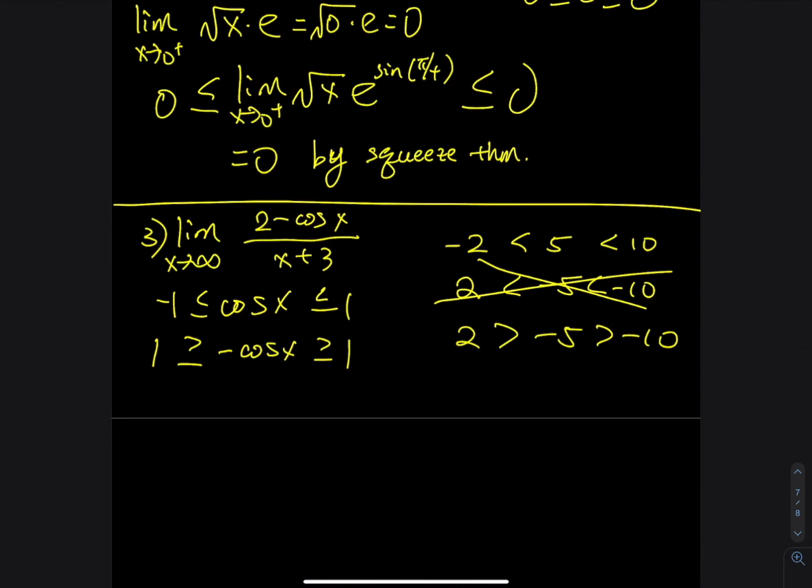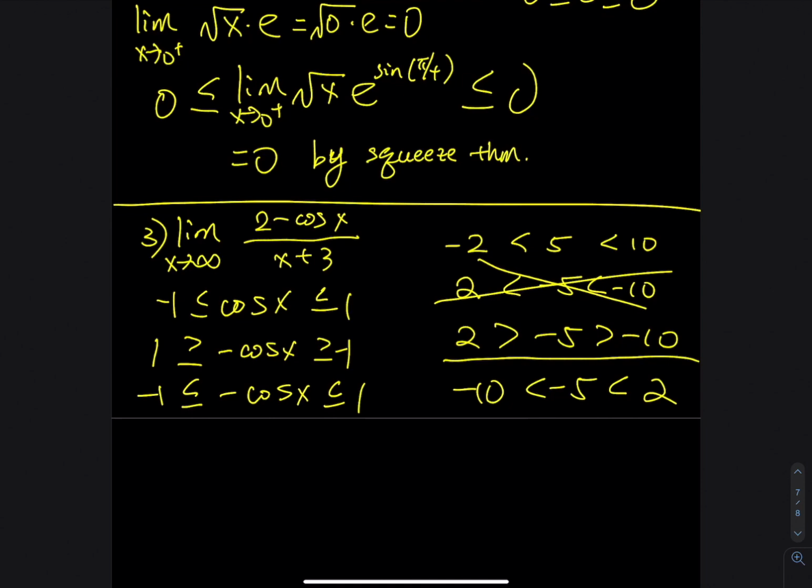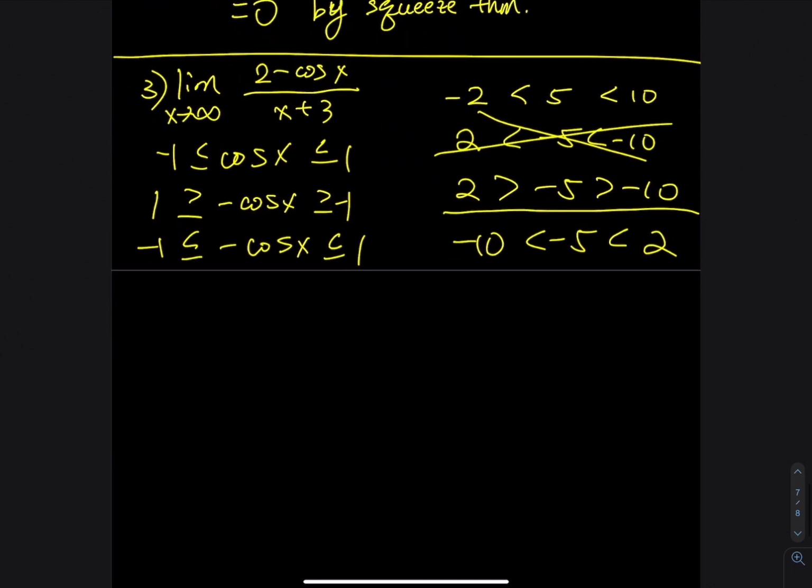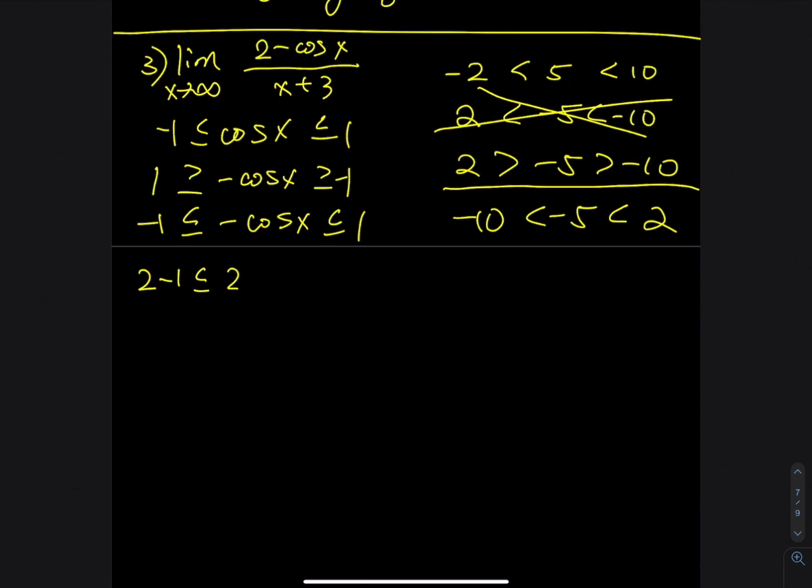That is the reason. Okay, and then we add 2. One thing I would like you to do, if you are not comfortable with this order, you can switch them back. You can do -10 less than -5 less than 2. I will switch my inequality right now. Oh, by the way, I forgot a -1. So -1 is less than or equal to negative cosine x, which is less than or equal to 1. And then you add 2 to each side: 2 minus 1, 2 minus cosine, and 2 plus 1.